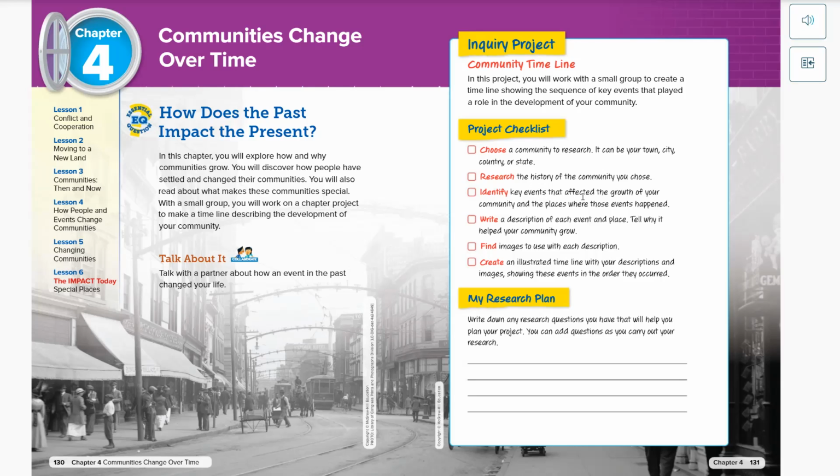You're going to research the history of that community. You're going to identify key events that affected the growth of your community and the places where those events happened. Write a description of each event and place. Tell why it helped your community grow. Find images and pictures to use with each one of your descriptions, and then create an illustrated timeline with your descriptions and images showing these events in order as they occurred.